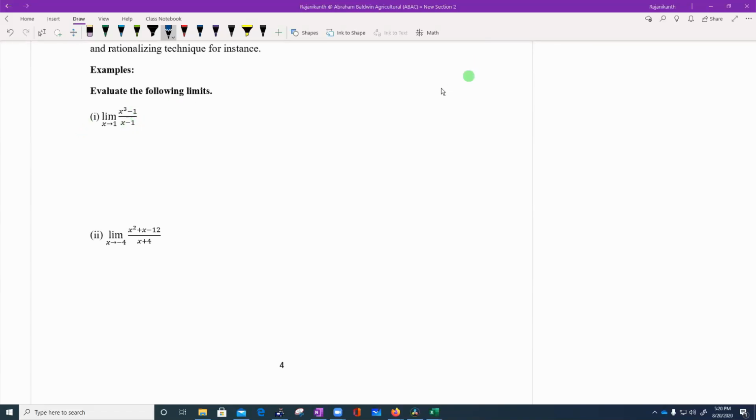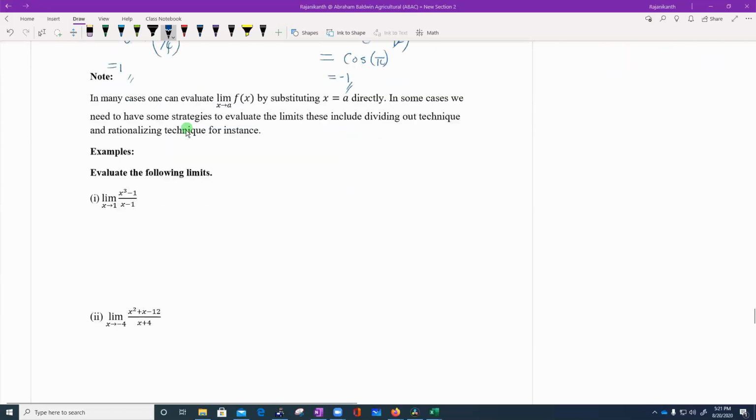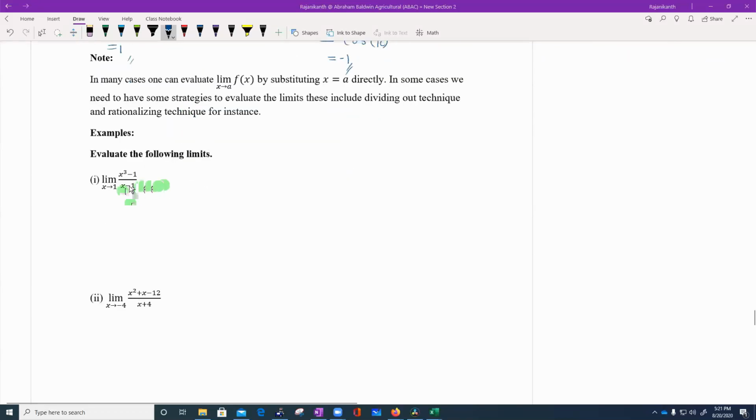Now we are in trouble, right? When x goes to 1, I cannot simply plug in 1 like we did earlier. Why is that? You will not get a good number in the denominator, am I right? You'll get 0. What about the numerator? The numerator also gives the same answer, 0. When x goes to 1, 1 cubed is just 1, and 1 minus 1 is 0. So it is 0 over 0.